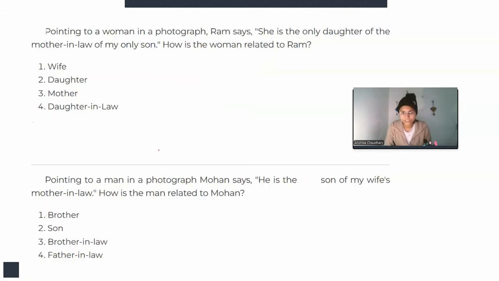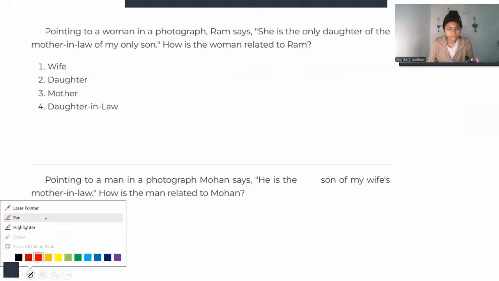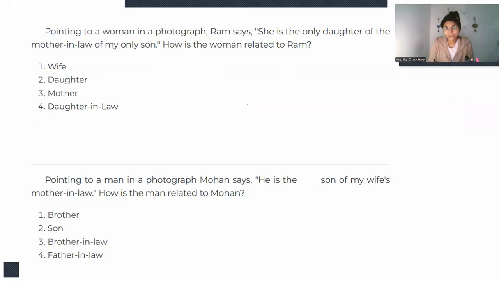The next question is from blood relationship. Again, a very important topic for every placement exam, not only for Deloitte, right? And the question is: pointing to a woman in a photograph, Ram says, she is the only daughter of the mother-in-law of my only son. Okay, so here, just a minute. Ram is saying something, right? So I'm considering Ram is there, right? So he's saying my only son. We will pick up from the last, my only son. That means Ram's only son, right? Son. Okay.